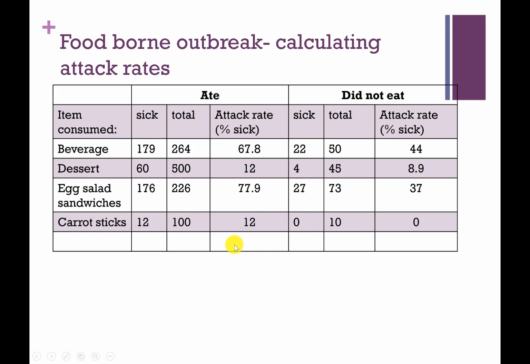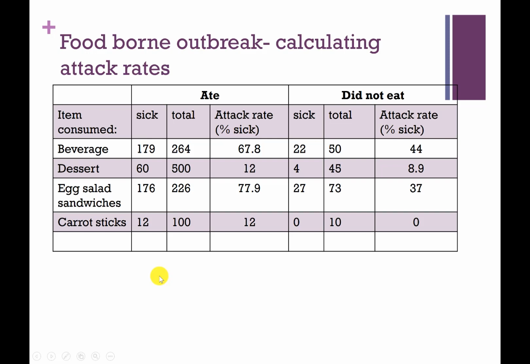Now, as you can imagine, there's a lot of overlap, right? Usually when people go to a picnic or they're eating at an open buffet, they're not going to just have a beverage. They're usually going to get a little bit of the carrot sticks, a little bit of the egg salad, a little bit of the dessert. They're going to drink the beverage. So the question is, out of all these, given that you interview those individuals, what caused the disease? Was it the beverage? Was it the dessert? Or was it the egg salad?